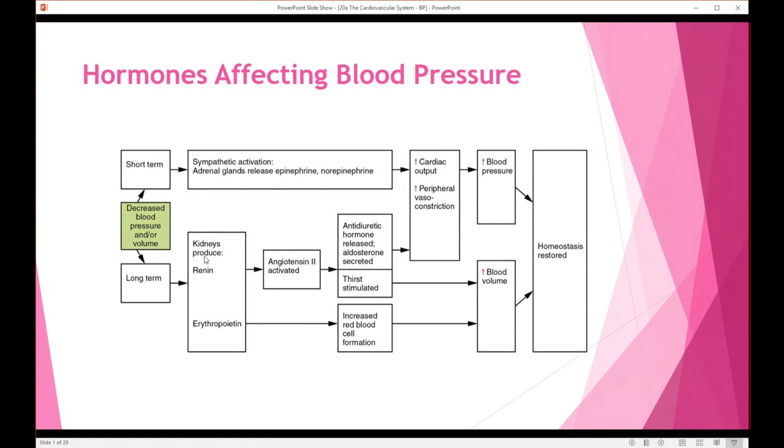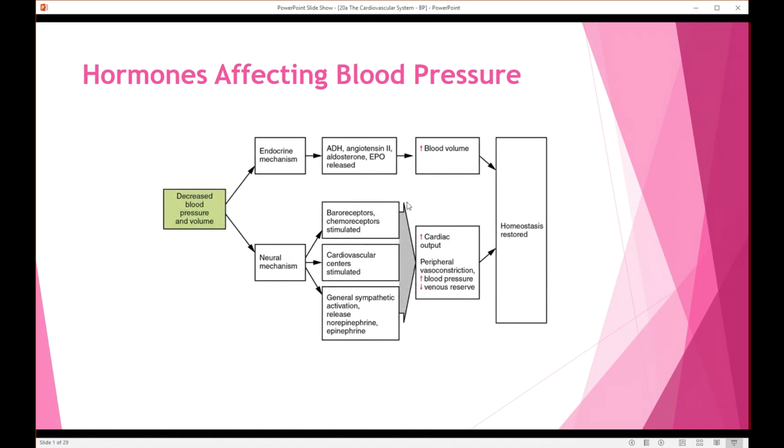Okay? We're also, in the long term, our kidneys are going to release renin, which is going to start our RAA pathway that we've talked about. So we get renin, we activate ANG2, that are then going to stimulate aldosterone and ADH to be released, which can increase our cardiac output and our peripheral vasoconstriction. We're going to stimulate thirst, which is going to increase our blood volume. Okay? These are going to act at the kidneys. And we're going to release EPO, erythropoietin, which is going to increase our red blood cells. They're going to increase blood volume.